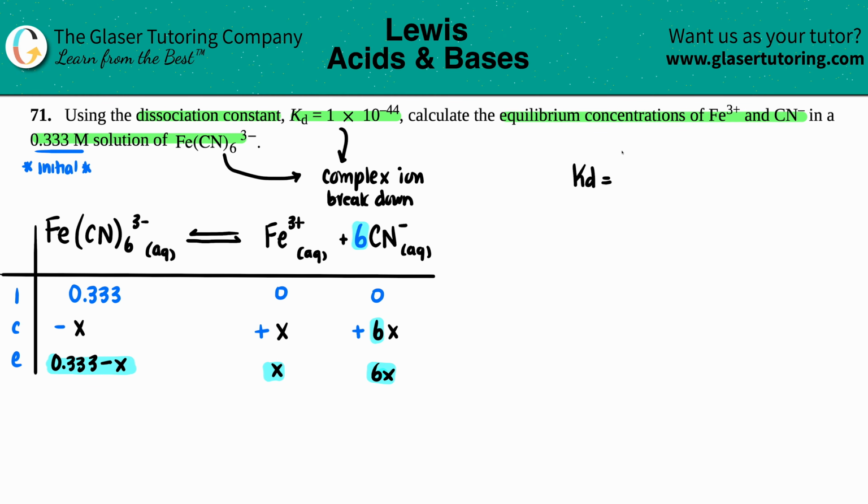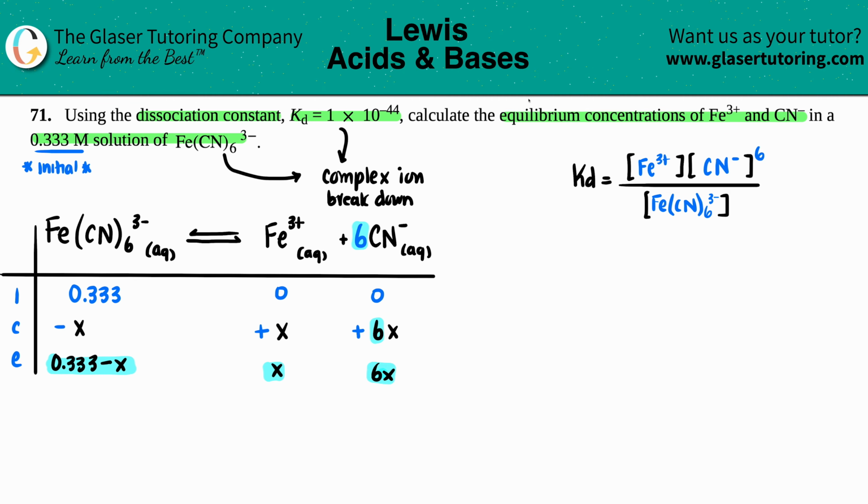And just like any K value, it's the concentration of the products over the reactants raised to the coefficients. So we have two products on this one, and one reactant, which is the complex ion. So we have Fe3+ times the CN-. Now just know, you're raising that to the 6th. So the cyanide has to be raised to the 6th. And this is over the complex ion Fe(CN)6 3-.